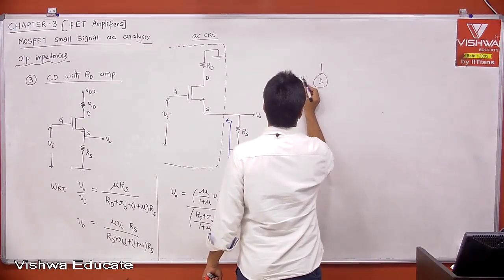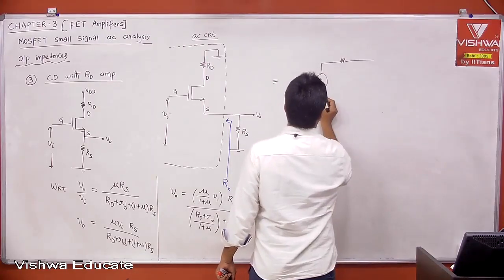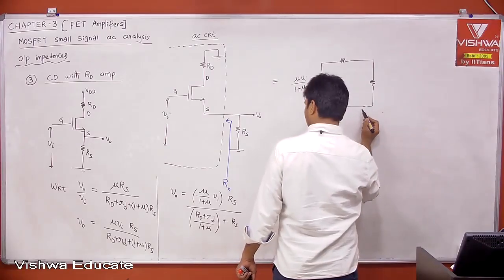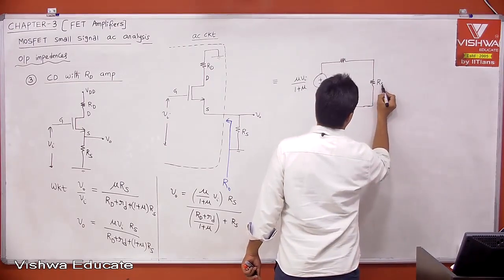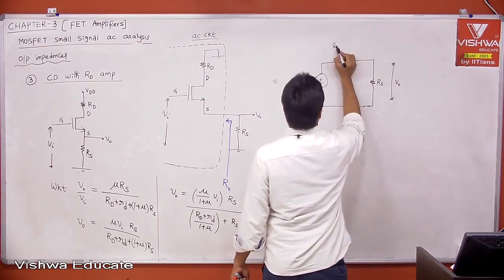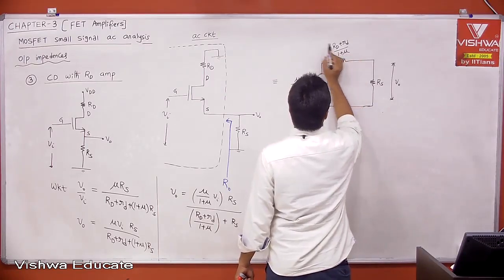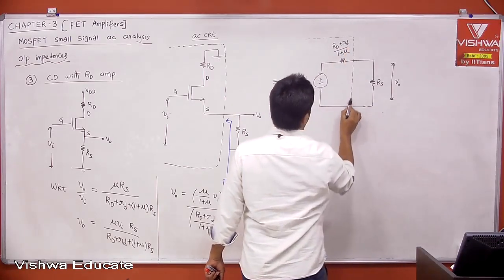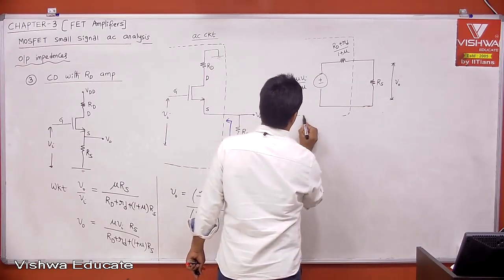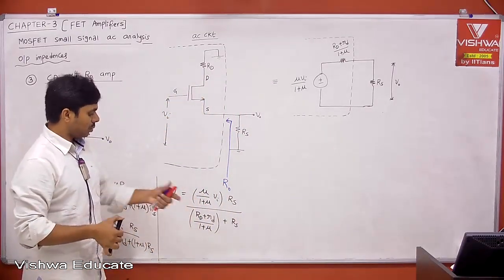Mu into Vi divided by 1 plus mu, this is nothing but Rs and this is your V0 and this is capital RD plus small rd divided by 1 plus mu. This is what is your black box. Now the black box is equivalently represented using this equation, right?